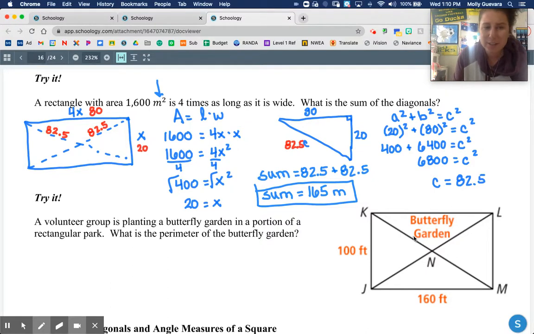Okay, I want you guys to try this next one. Okay, it says a volunteer group is planting a butterfly garden in a portion of the rectangular park. What is the perimeter of the butterfly garden? So I want to add up all three sides of this triangle. So I might have to do some work to figure out what those sides are. So go ahead and pause the video, see if you can figure it out, and then when you're ready, we'll hit play and look at it.